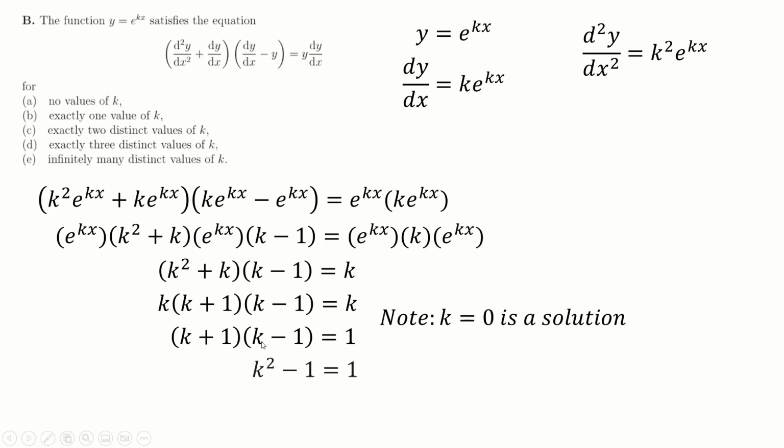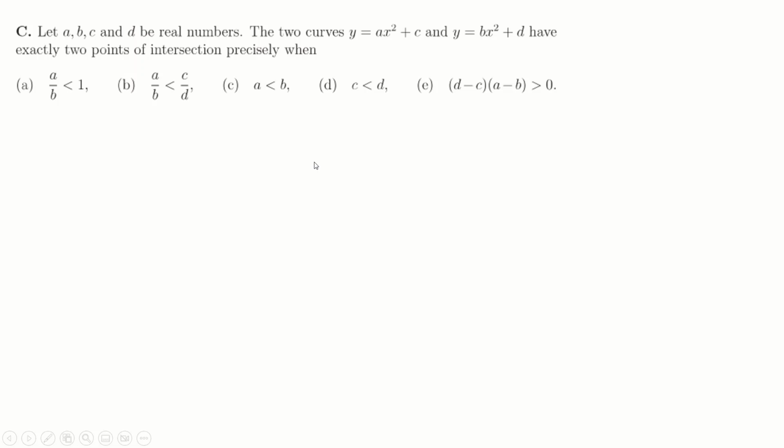And now I can look for other solutions, which are going to be 2 of them, plus minus root 2. So there are 3 solutions in total. Good. This one here, so curves have exactly 2 points of intersection. So set this equal to this, and then solve it.